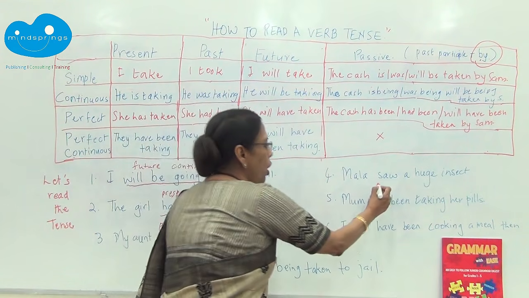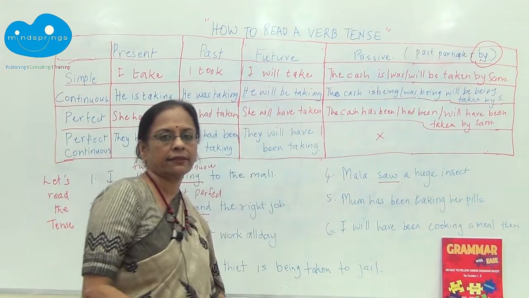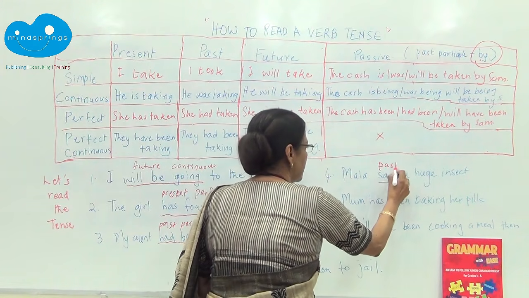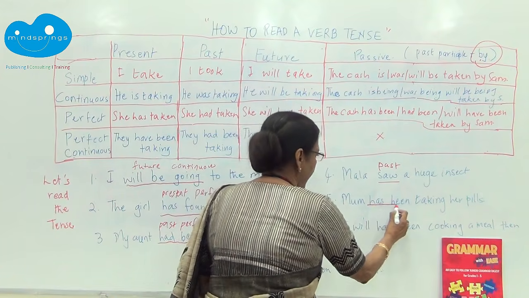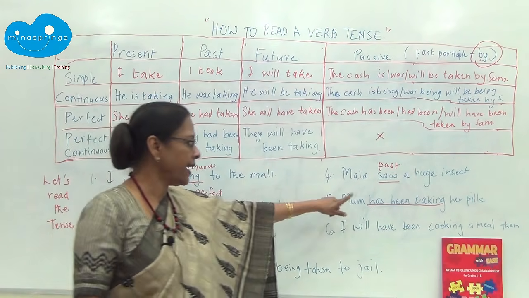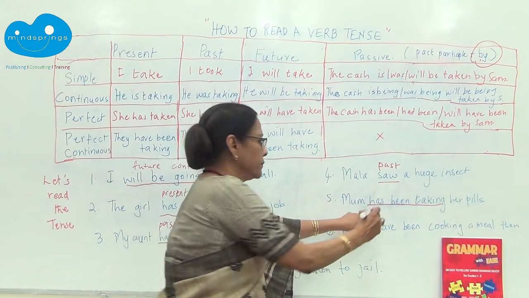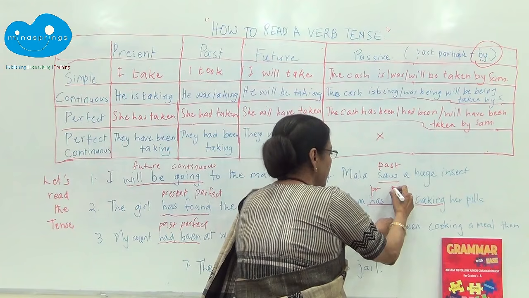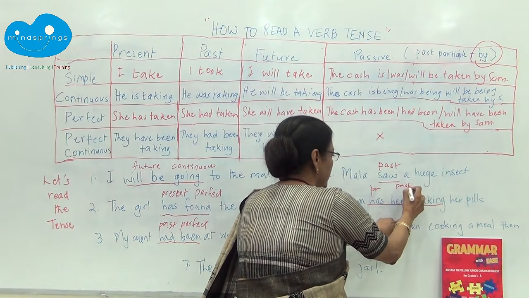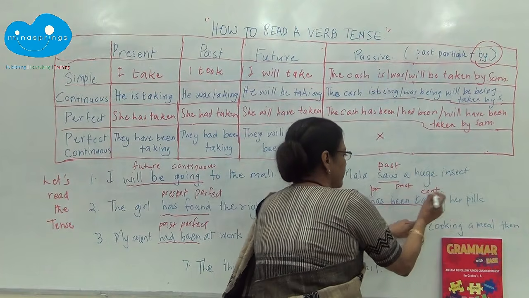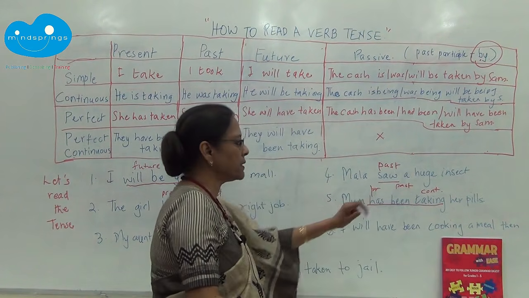Mala saw a huge insect. Past. Past tense, simple past tense. Has been taking. Let's look at this one. Has, present. Been, past. Taking, ing, continuous. Now I can't say present past continuous.